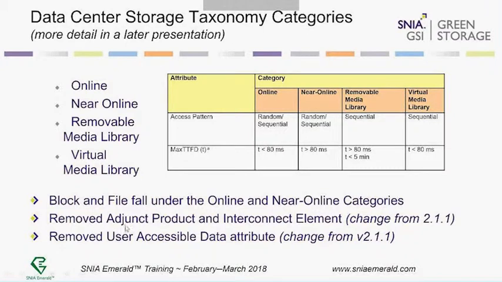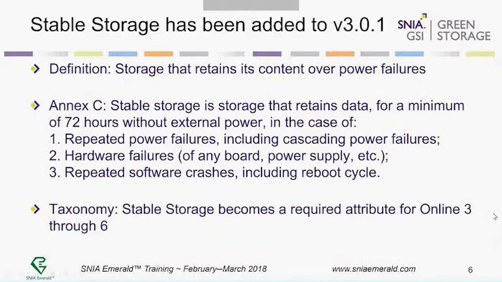What we've done is remove several categories, adjunct product and interconnect element. That's a change from the previous spec. They just simply weren't relevant, weren't being used at all, so we got rid of them. We also removed the attribute which we call accessible data, because the only categories that did not have to have accessible data were the adjunct product and interconnect element. So boom, it disappeared. That also was a change from version 2.1.1.